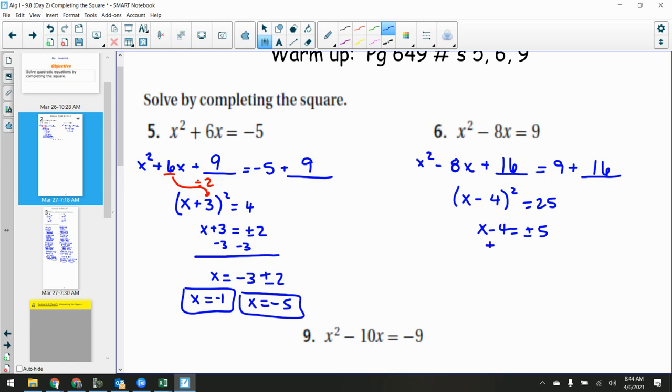And I add over the 4 to the other side. See, this is the way I showed them. We would write it 4 plus 5, 4 minus 5. 4 plus or minus 5. 4 plus 5 is 9. 4 minus 5 is negative 1. So those are my two answers. Do our last one here.